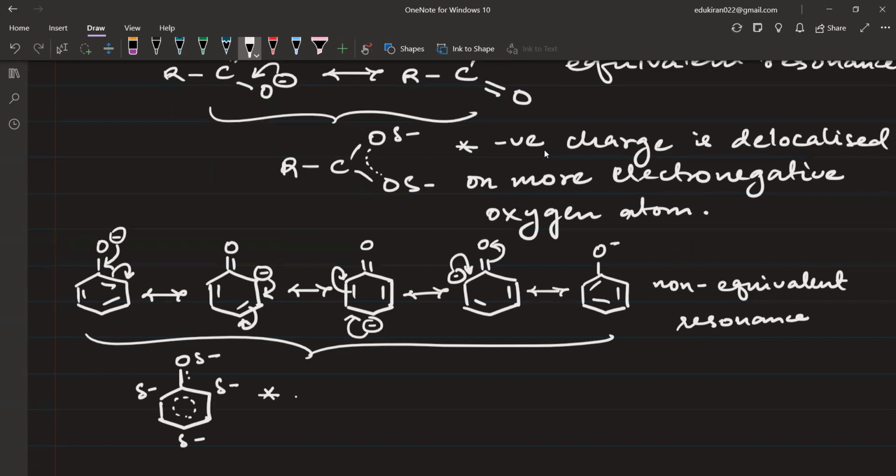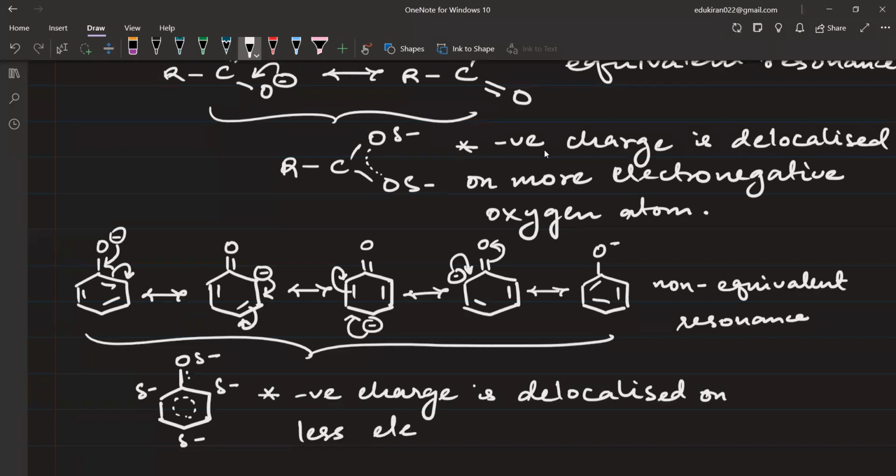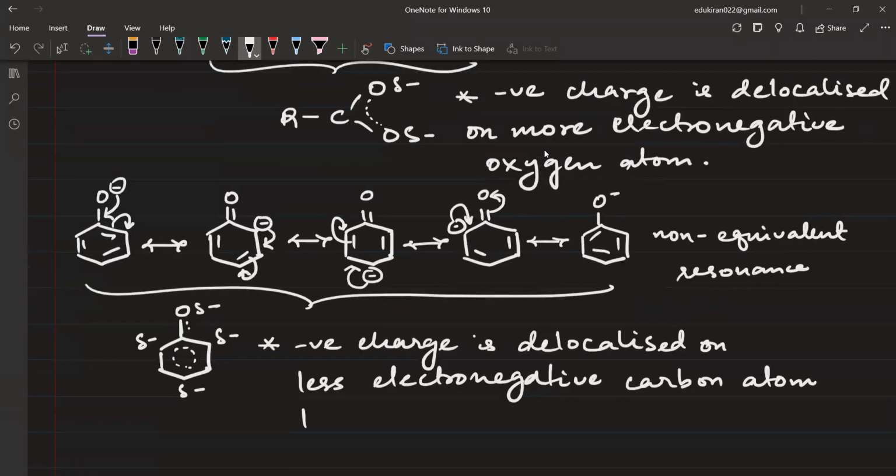You will write here: negative charge is delocalized on less electronegative carbon atom. Hence, it is less stable. Okay, hence it is less stable.